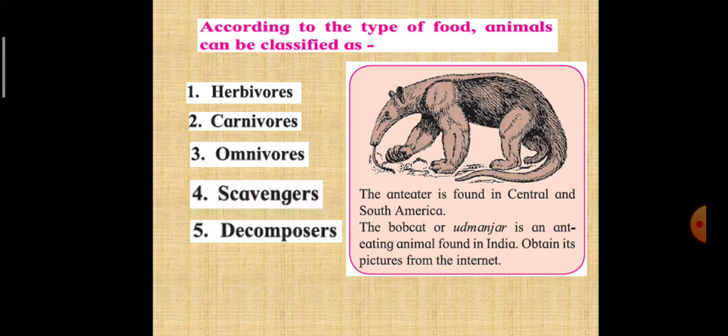As you can see in the picture, the anteater is found in Central and South America. The pangolin is an ant-eating animal found in India. You can obtain its picture from the internet and learn about its nutrition.